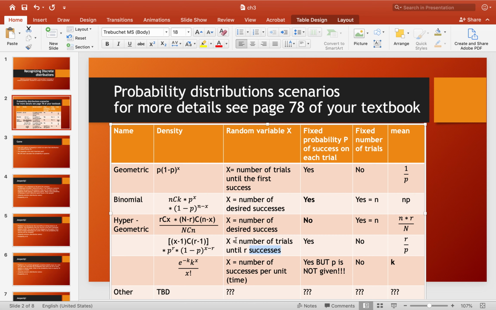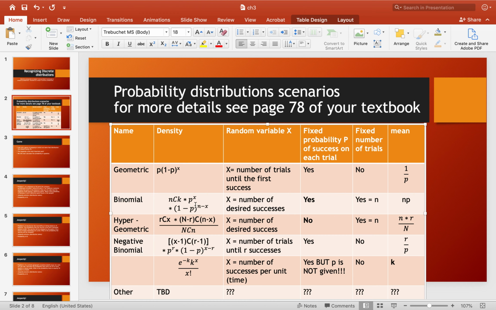Now on this next random variable, we have the number of trials until r successes. This is very similar to geometric, and this was the example I was about to give you. You're tossing a coin, you want 3 heads, and that's your 3 successes, and it's not clear how many times you have to toss the coin to get 3 heads. So there's not a fixed number of trials, but the probability p of success remains the same for each toss of the coin. So this one is going to be negative binomial.